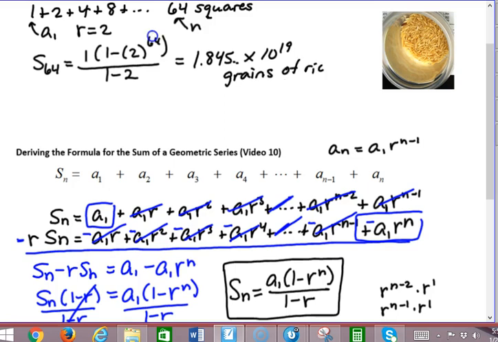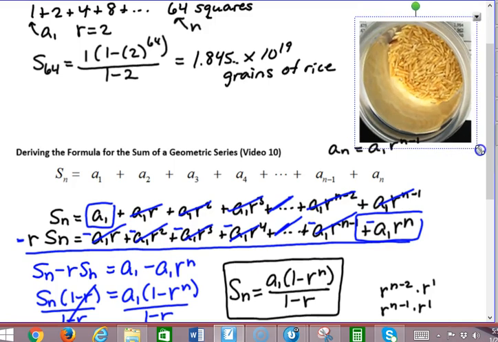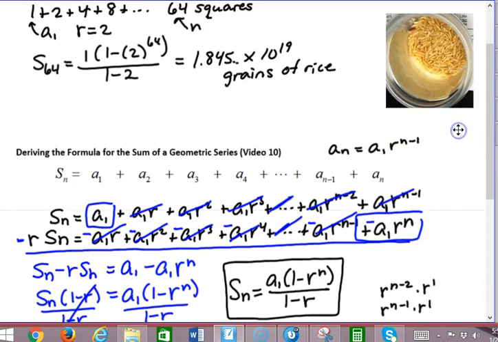That is an exceptionally large number. I'm going to show you this picture here. This is a little screenshot of a little bowl of rice that I got from my house. I had a 2-pound bag of rice. So I'm going to write this down. A 2-pound bag. I took 1 tablespoon from that bag.